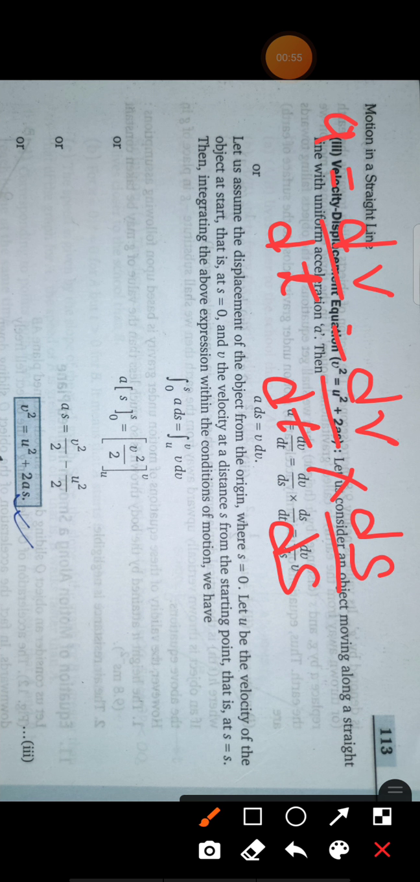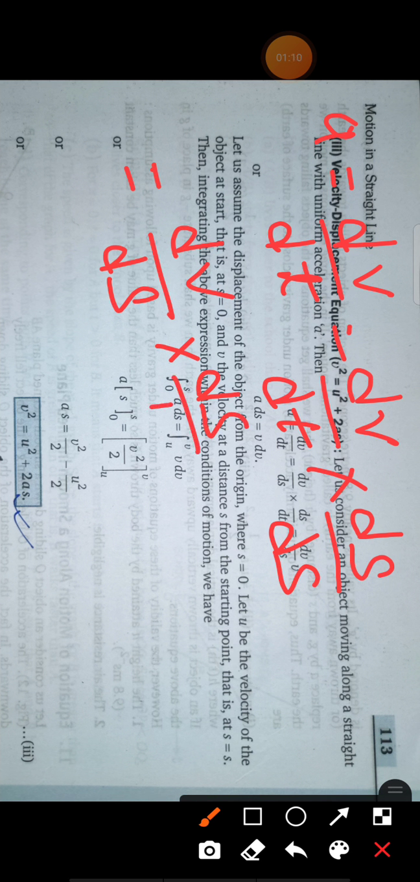Now we'll arrange this equation. So what will we write? We'll write dv by ds into ds by dt. So we just arrange this equation. So acceleration a equals dv by ds into ds by dt. Now what is ds by dt?